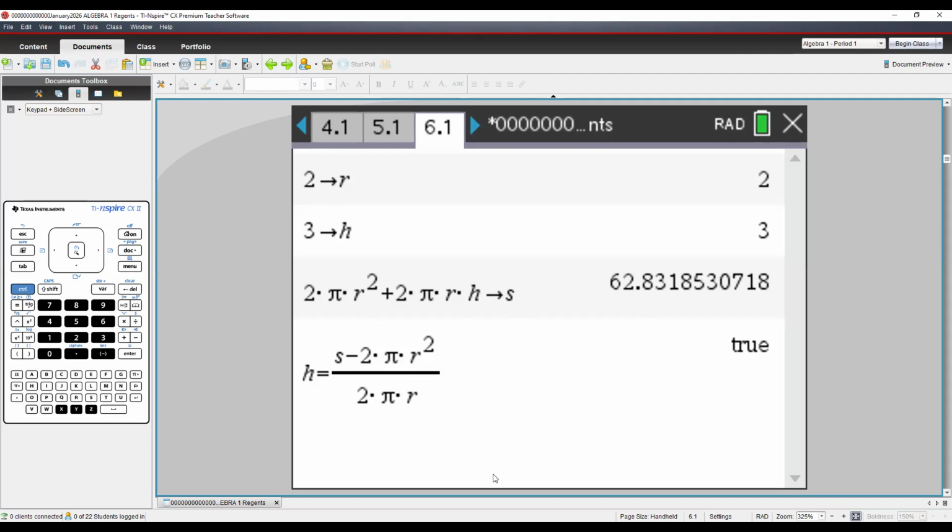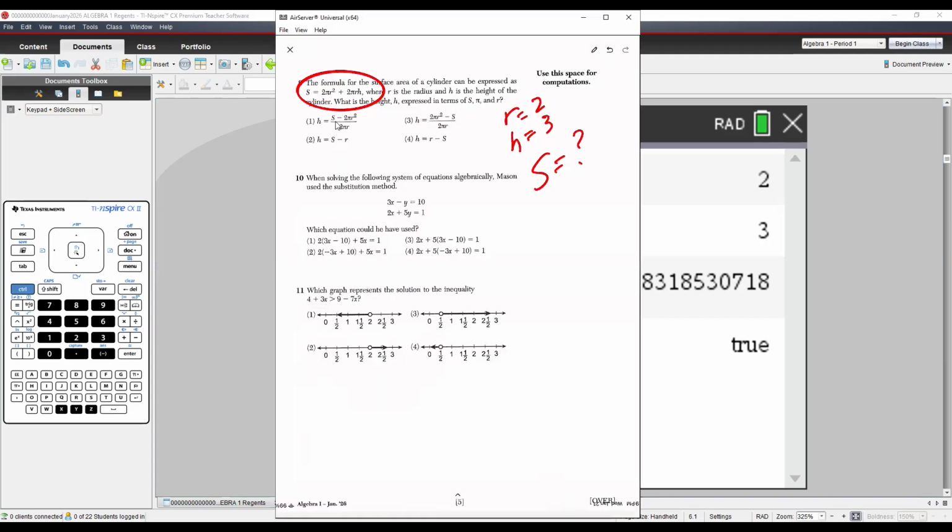And as it turns out, let me go back. It's actually the first one. So it's h is equal to s minus 2 pi r squared divided by 2 pi r. Right, so that's the answer. So that's the easy way to check your work. Or if you want to just do that straight off. Now, I'm going to show you how to do it algebraically.